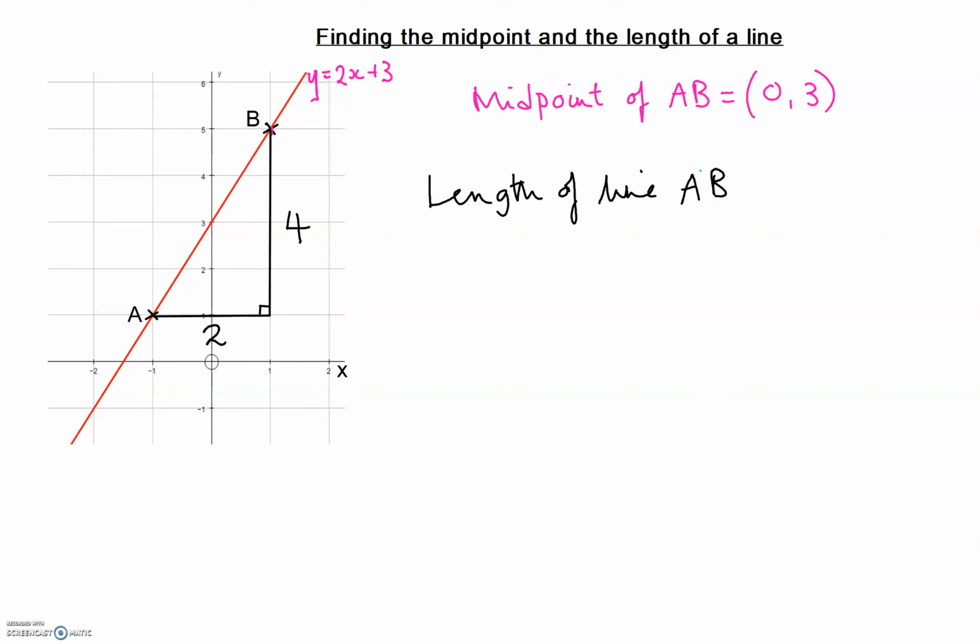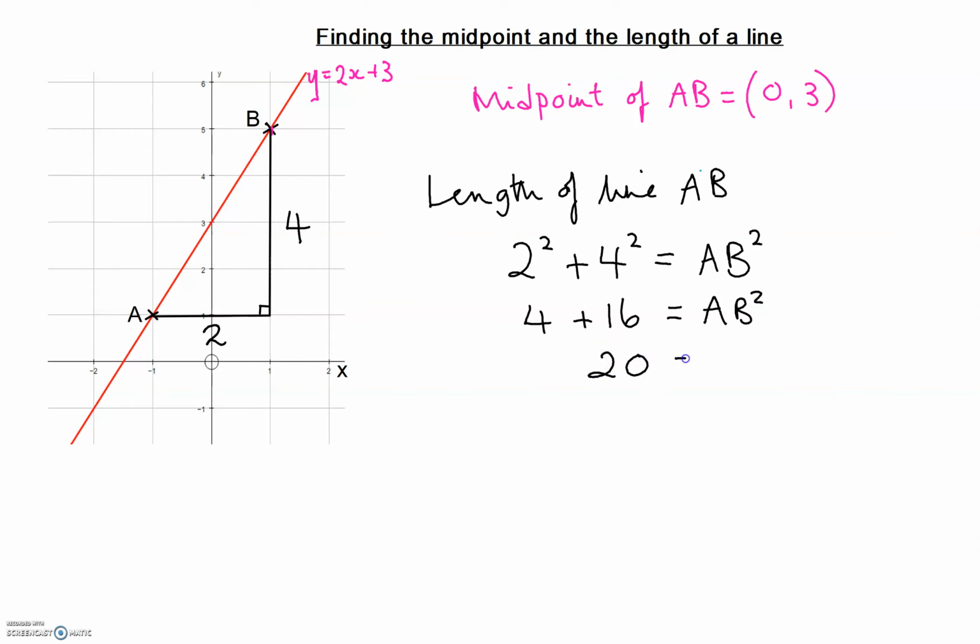And so to find the length of the line AB, we can say that AB is the hypotenuse. So 2 squared plus 4 squared must equal AB squared. 2 squared we know is 4. 4 squared we know is 16. And this is AB squared. 4 plus 16 is 20. And so to get to the value of AB, we're going to square root 20.